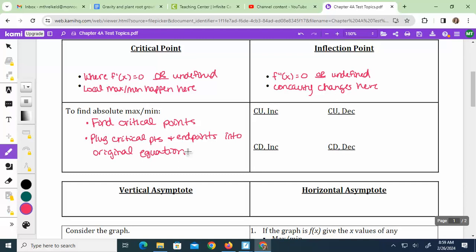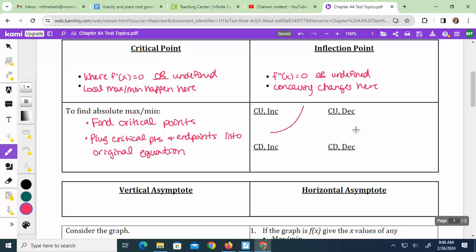Okay. Let's talk about what the graph might look like a little bit. If I said your graph is concave up and increasing, what's concave up mean? It's curving upward and it's increasing. So what would it look like? Yeah, something like this. It's curving upward and increasing.